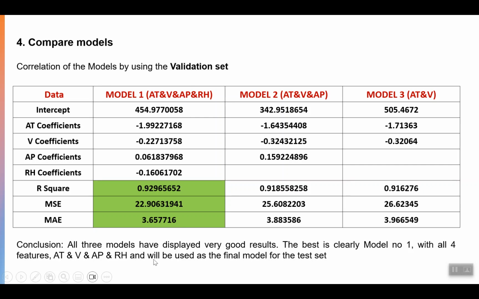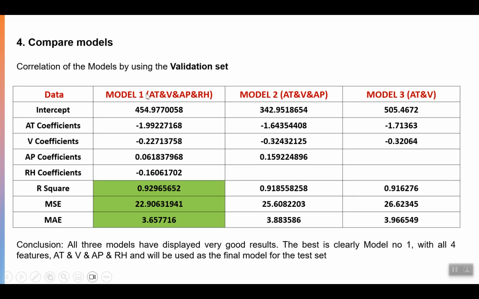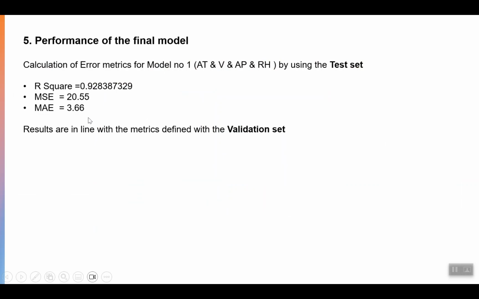Finally, when we took this model to test on our test set, we got the R square value as 0.92, the MSE as 20.55, and the MAE as 3.66. The results are in line with the metrics defined with the validation set. So we went with model number 1 for testing our data, and these are the values that we received. We could clearly decide that we were going with model number 1, which has all the features available, which are AT, V, AP, and RH.